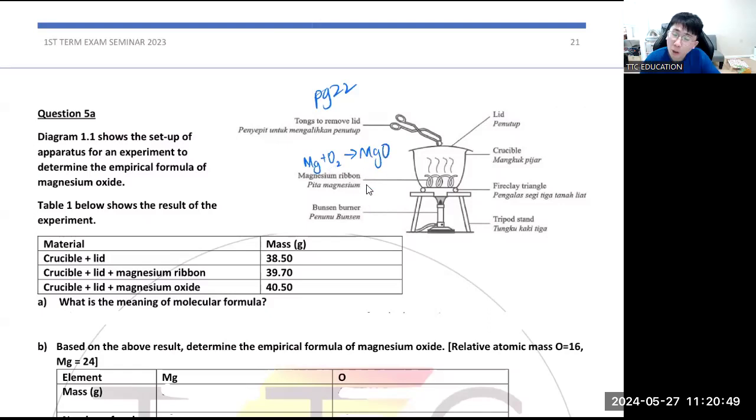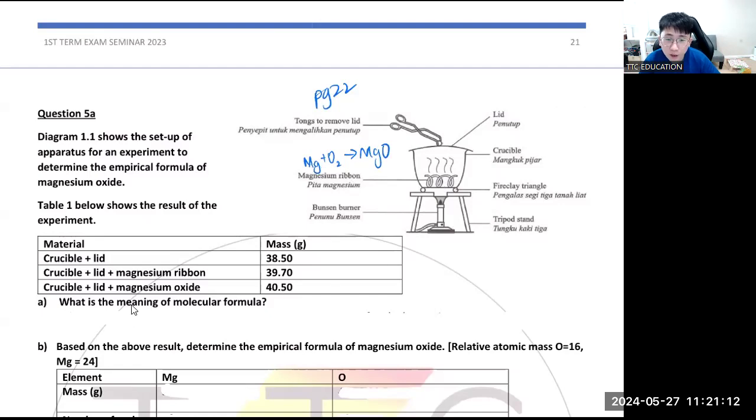So why do we do this for magnesium oxide? Because magnesium is quite reactive. It can be directly heated to react with oxygen. But copper cannot do this because copper has very low reactivity. You cannot heat copper directly with oxygen and get a complete reaction. That's why you see two different methods, two different experiments.